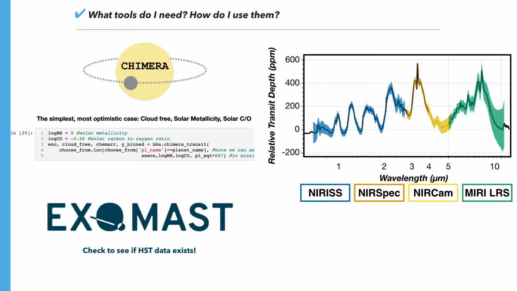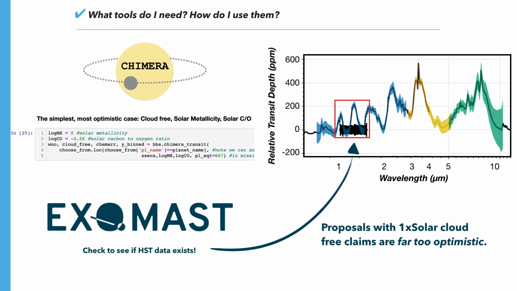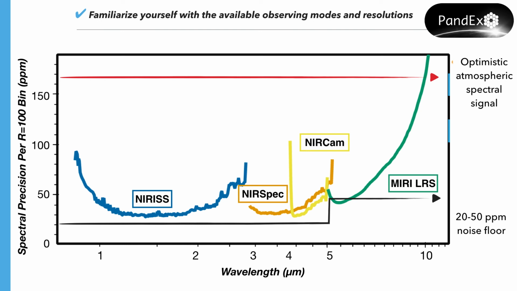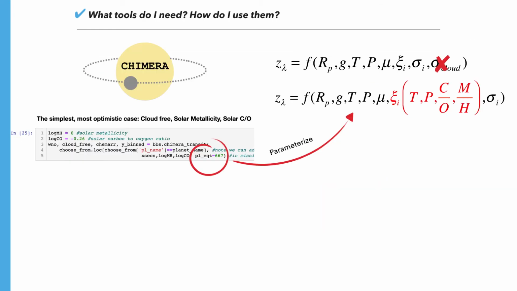And if we grab it and plot it against our model, we'll see that things just don't match up too well. And herein lies the very first lesson, which is proposals with solar cloud-free claims are often, or pretty much all the time, far too optimistic, especially for something like GJ436. However, the size of the spectral feature does give us a nice upper limit on our original precision plot. And while this is progress, this range is still really large. So the question becomes, how do we increase our realism from this point?